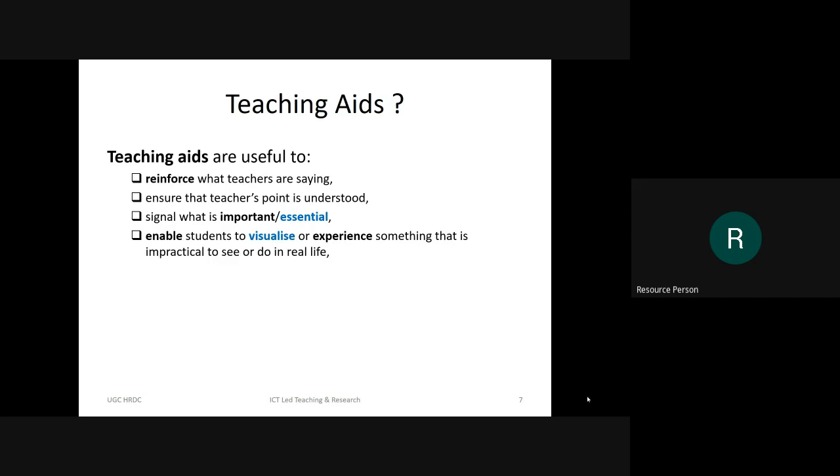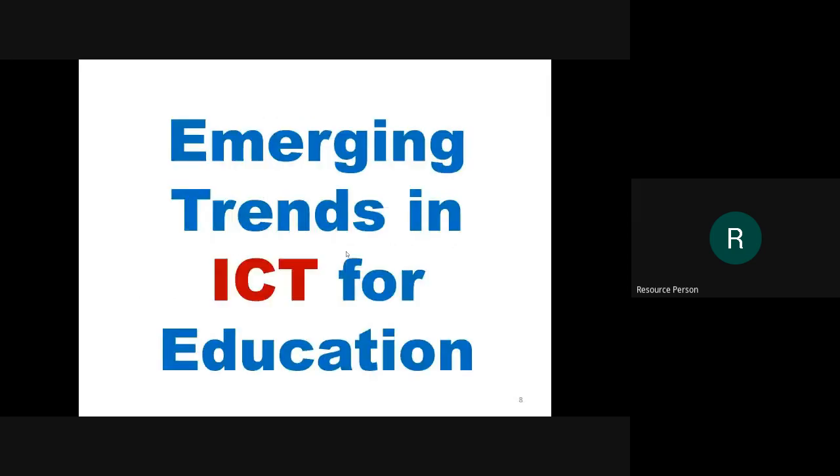So that is what enables the students to visualize and experience something that is impractical to see or do in real life, and engage students' other senses. So it's not only reading, but hearing and watching. All these senses are being engaged in the learning process. It is a different style of learning; it facilitates different styles of learning. So teaching aids of the 21st century are much more powerful, and that is what they need to be utilized for.